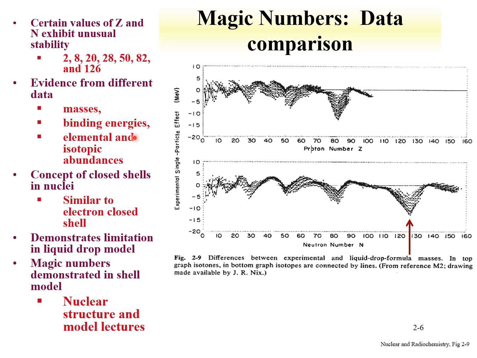We're getting the binding energies, and then we also get some information related to elemental and isotopic abundances. This is deriving the fact that, just like electrons, there's a concept of closed shells in nuclei. So we're seeing a similarity, trying to identify some trends.